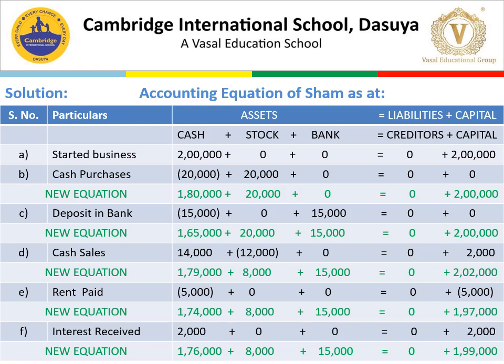Income will be added in cash as well as in the capital if received. So the interest received here, 2,000, will be added in cash and added in the capital. The new equation would be cash 1,76,000, stock 8,000, bank 15,000, and the capital 1,99,000. Both sides equal rupees 1,99,000.